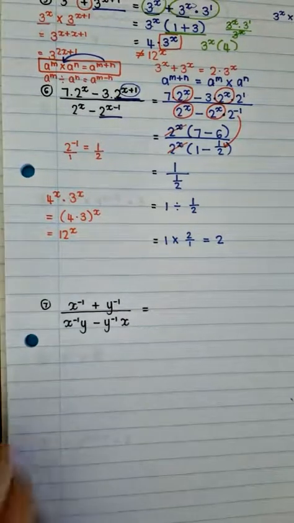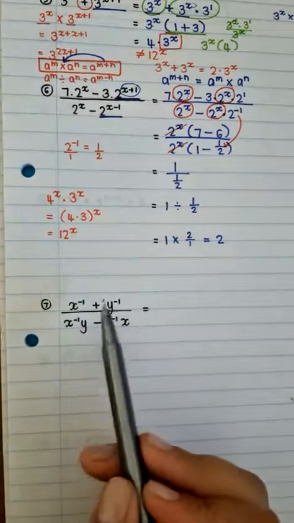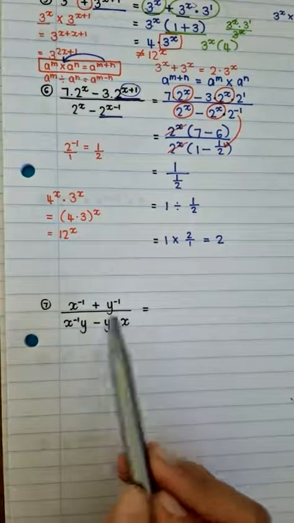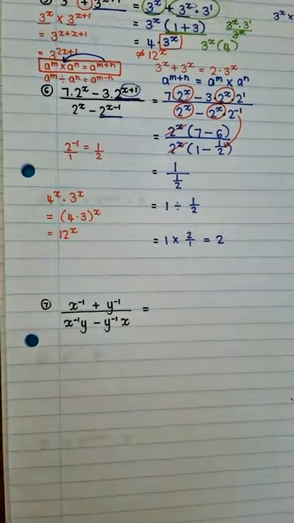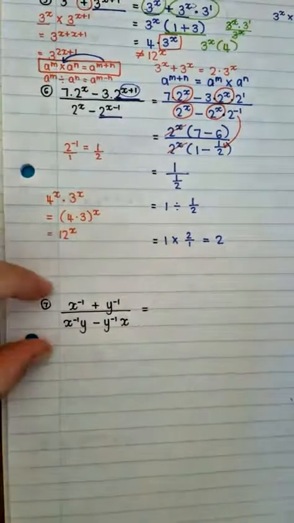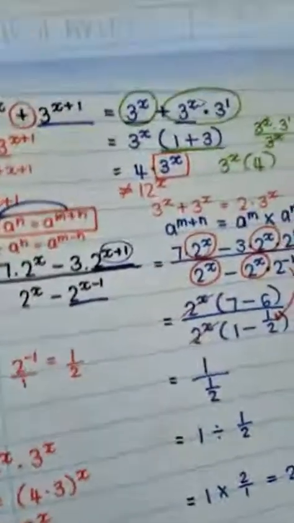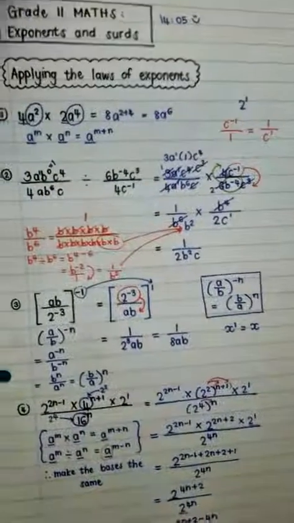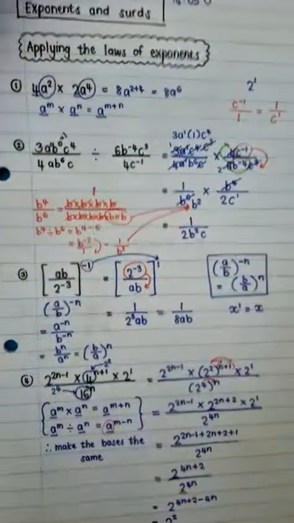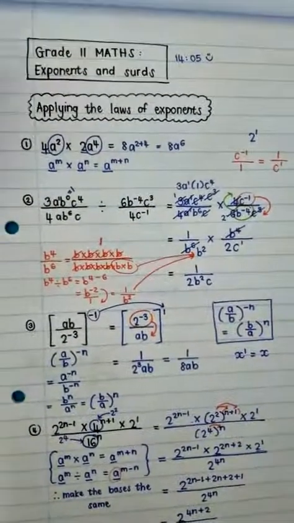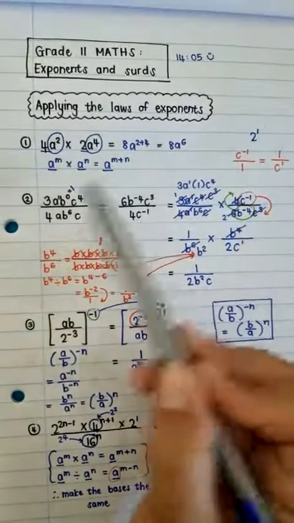Now, I'm sure you noticed that we have negative exponents, but what makes this question different from the questions that we did previously? Let me just show you the previous ones that we did on negative exponents. Let me just go back. I just want to make sure that this is lined up. If you're looking at number 2, here we worked with negative exponents.